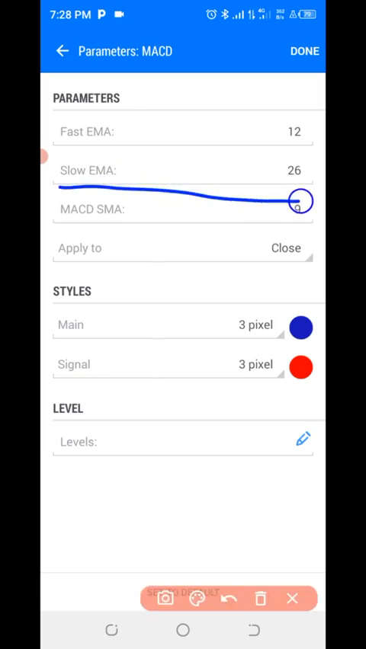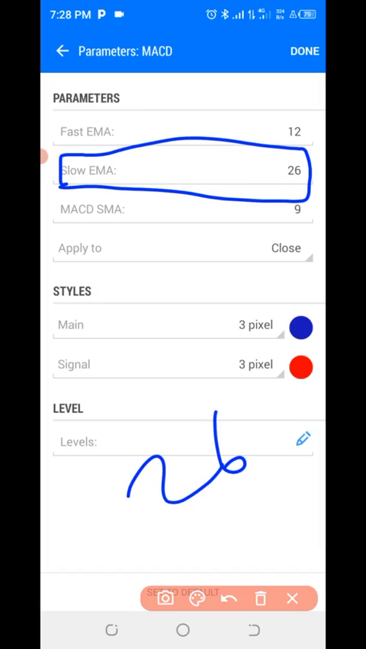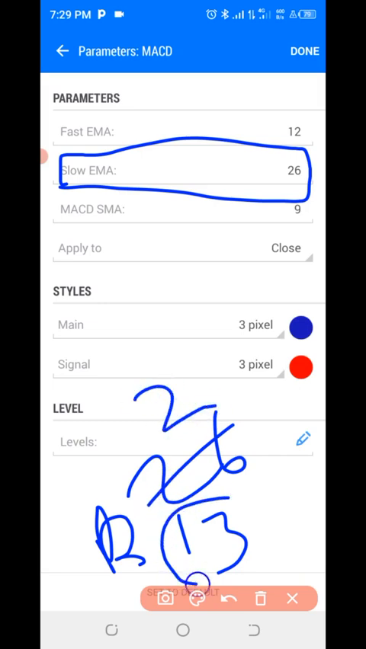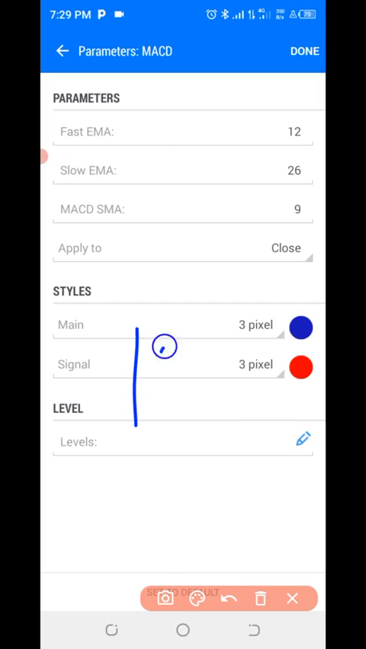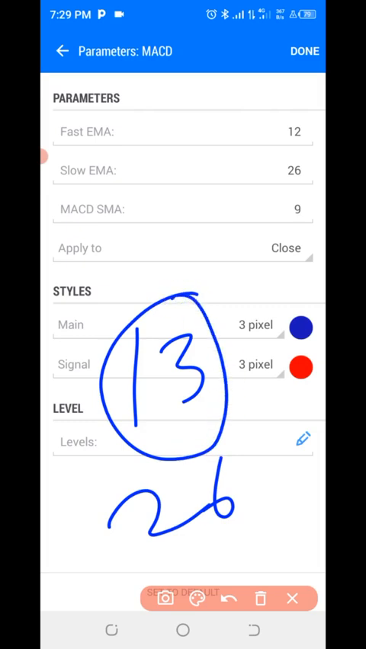Now look at this slow EMA, that is 26. If you look at the moving average that we are using on our main screen, it is 13. That means 13 multiplied by 2 gives us 26, right? So we actually double the moving average that we have on our main chart. On our main chart we're having 13, but on our MACD now we're having 26. That means 2 times of this, right? On our main chart, it is an exponential moving average, which is 13.